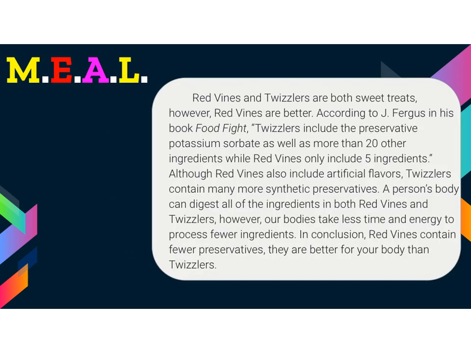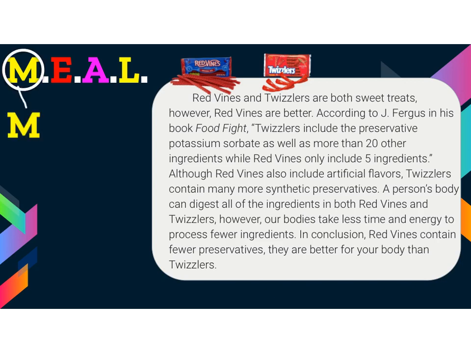Remember this paragraph from the last lesson about red vines and Twizzlers? On the next slide, you're going to try out the color coding system to identify where this paragraph makes a claim. Remember, the claim is a strong topic sentence, and it states what the whole paragraph will be arguing. We're going to use yellow to highlight that sentence.